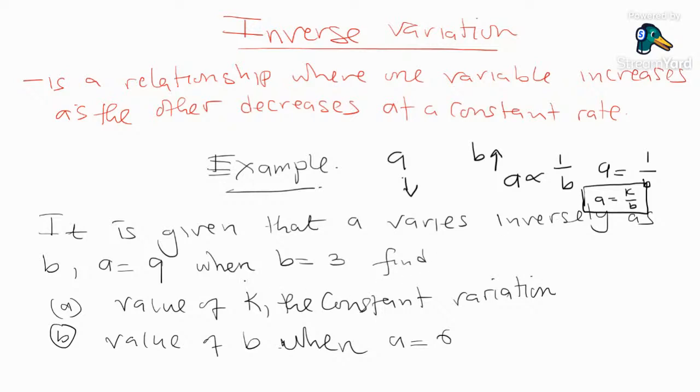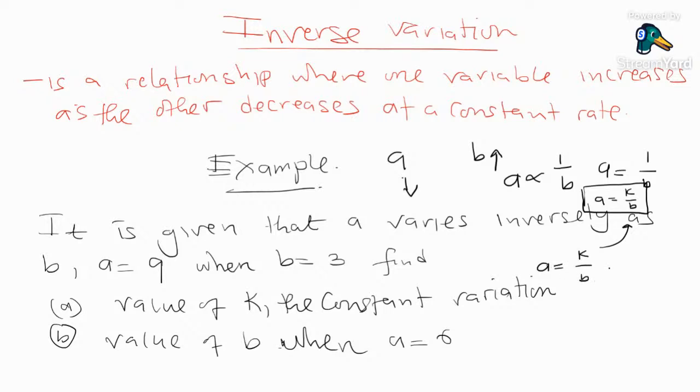Now, like I said, for most of the questions, the first question is to find the constant of variation. This is what we are going to use. So find K when A is equal to 9 and B is equal to 3.